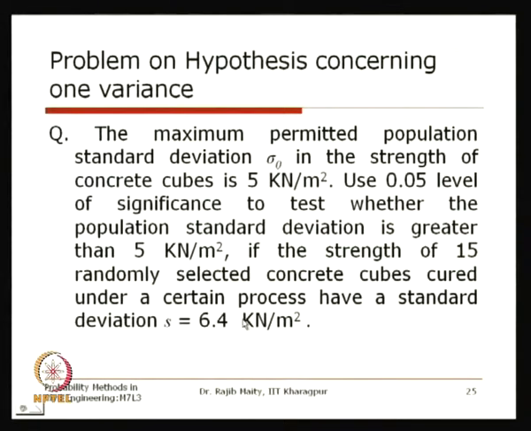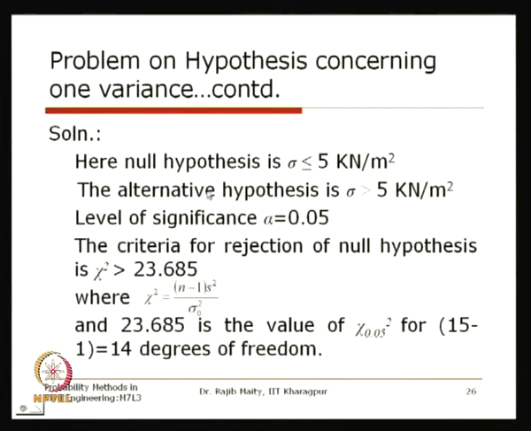Now, through this hypothesis test for one variance, we have to infer probabilistically whether this value is really greater than our requirement. So, our null hypothesis is that sigma is less than or equal to 5 kilonewton per meter square, because we are targeting to test whether the population standard deviation from which the sample is taken is really greater than 5 kilonewton per meter square or not. The level of significance here is 0.05.